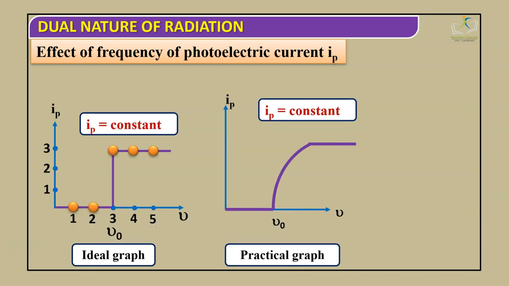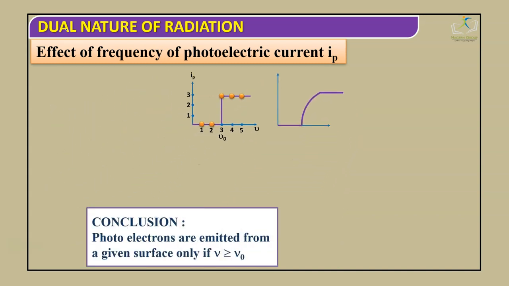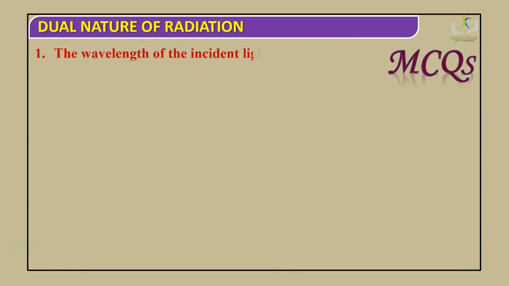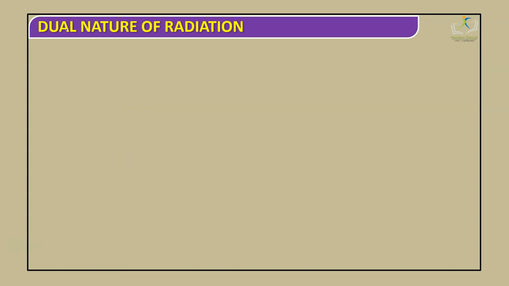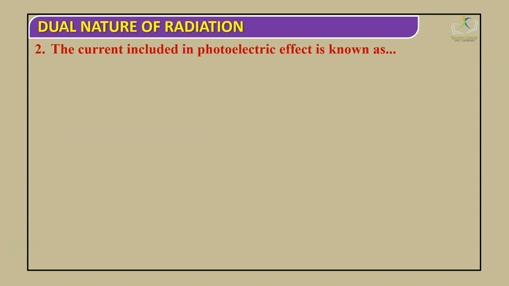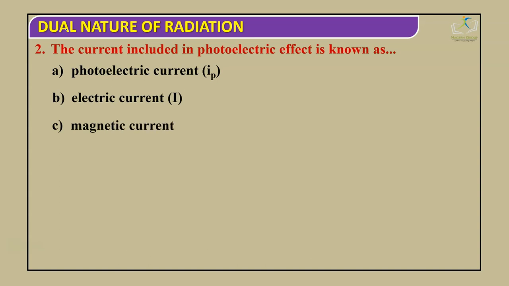So what is the conclusion of these two things? Photoelectrons are emitted from a given surface only if nu is greater than nu naught. Now let's move to some questions. The wavelength of incident light is shorter, longer, both shorter and longer, none of these. The correct answer for this question is shorter. The current induced in the photoelectric effect is known as photoelectric current, electric current I, magnetic current, none of these. The correct answer for this question is photoelectric current.